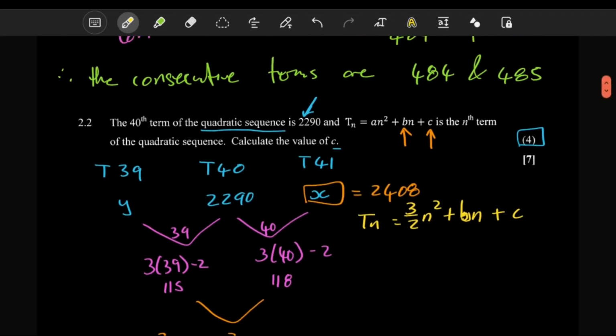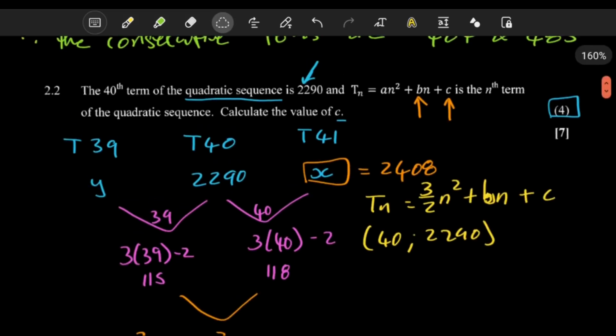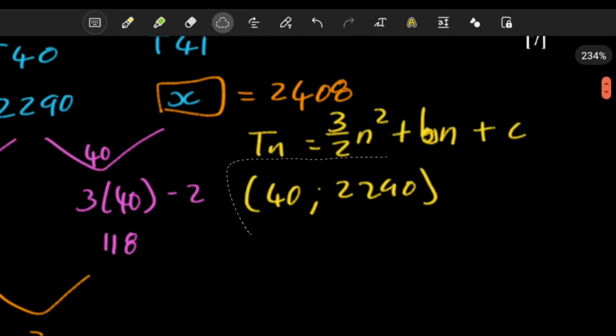So the two pieces of information that we have are T40 and T41. Where n is 40, our Tn is 2290. We also have where n is 41, our Tn is 2408. I ran out of space. Let me put that down here. Zoom in, write a bit smaller.